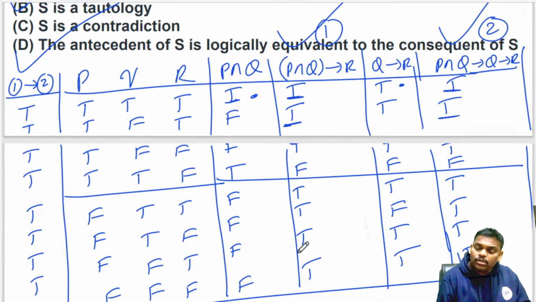Tautology means you can do the previous approach. Only tautology, the previous approach is enough. But here he is asking whether left and right are both equal or not. So that is the reason I went for a table also.